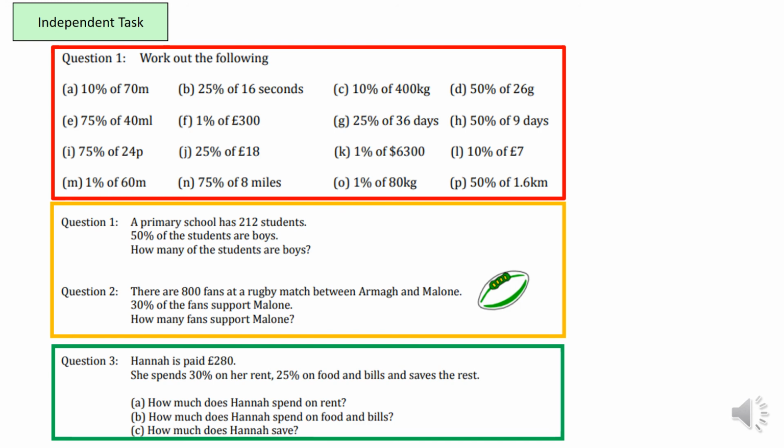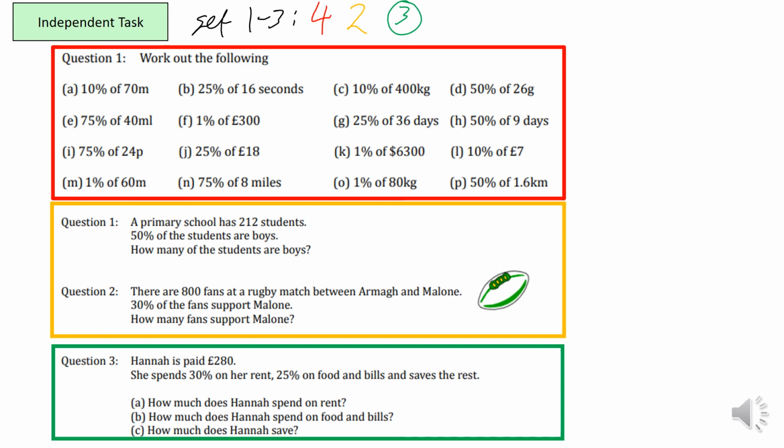Can you please have a go, if you are set 1 to 3, at 4 red, both ambers, and all of the green question, all 3 of the subsections included. Okay.